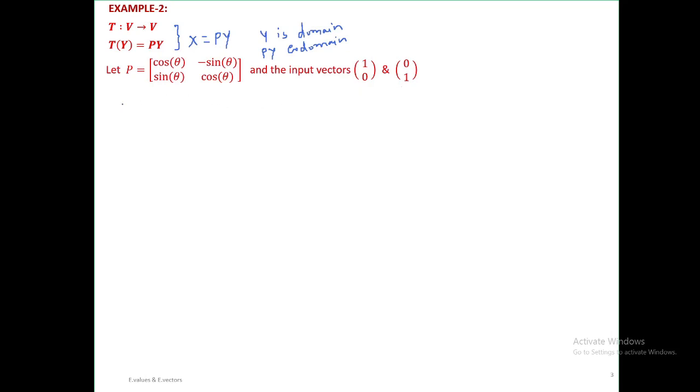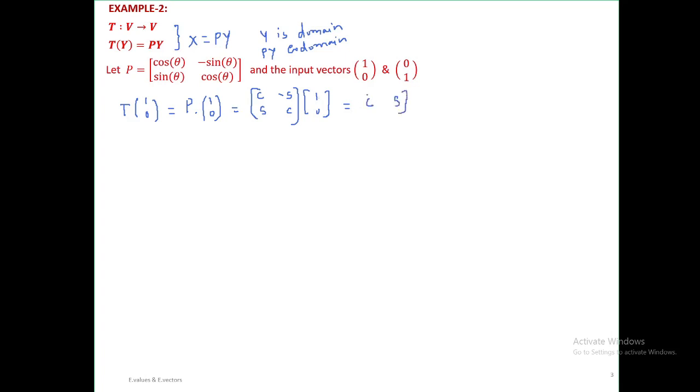Now, the first vector I am taking is (1, 0). Now y is (1, 0). Okay, now how does it transform, P into y? What is P? P is nothing but the matrix cos theta, minus sin theta, sin theta, cos theta, into (1, 0). Now what will you get? This is nothing but cos theta into 1, cos theta minus sin theta into 0, and sin theta plus 0.